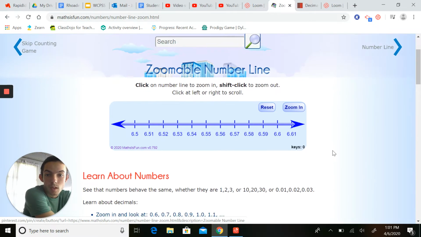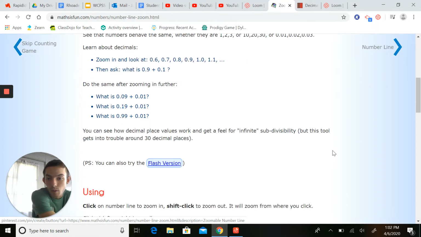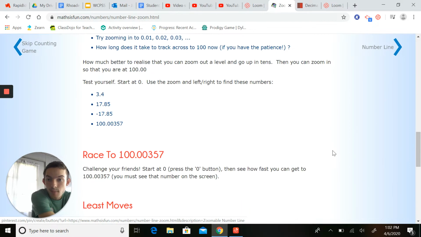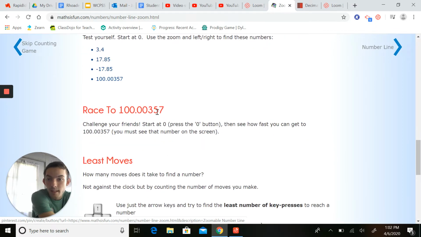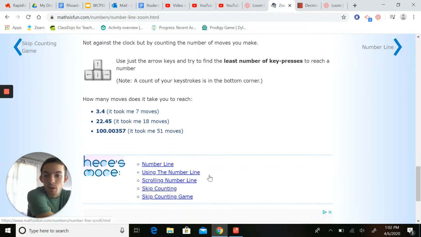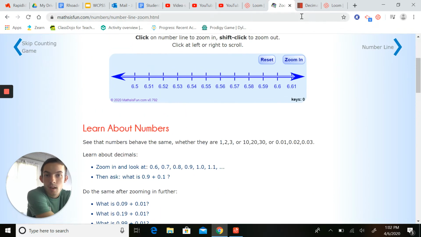On this resource, you can also scroll down here, and it gives you little questions and all sorts of little tests that you can do for yourself, trying to find these really abstract numbers. Kids, I think you'll have a lot of fun with this. And here's some more great activities down at the bottom. I really encourage you guys to check this resource out.